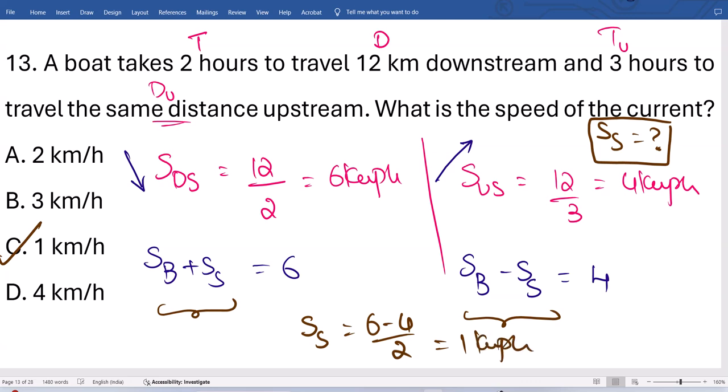Sir, if they're asking speed of boat in still water, what's the answer? Speed of boat in still water is 5. 6 plus 4 divided by 2. Adding and dividing by 2 will give speed of boat. Subtracting and dividing by 2 will give speed of stream.